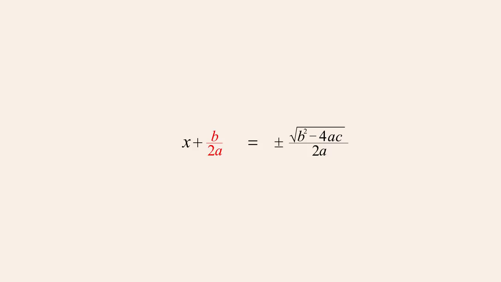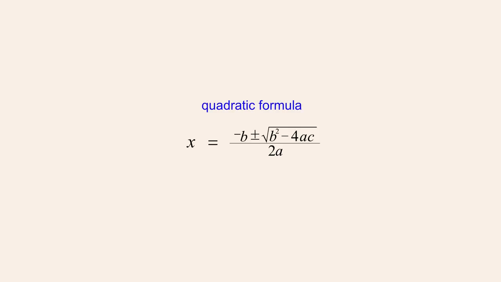We then move b over 2a to the right side by subtracting it from both sides. And since both fractions on the right have a common denominator, a single fraction can be formed by combining their numerators. We now have a formula that gives the values of x that are the solutions to any general form quadratic equation. This famous formula is known as the quadratic formula.